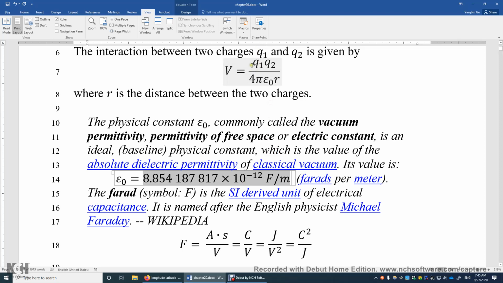So what's the unit of 1 over 4 pi epsilon? I think you can just do some unit analysis. The unit of 1 over 4 pi epsilon is the unit of this potential energy times the unit of distance divided by the unit of this charge squared. So the unit of 1 over 4 pi epsilon should be joule times meter divided by Coulomb squared.